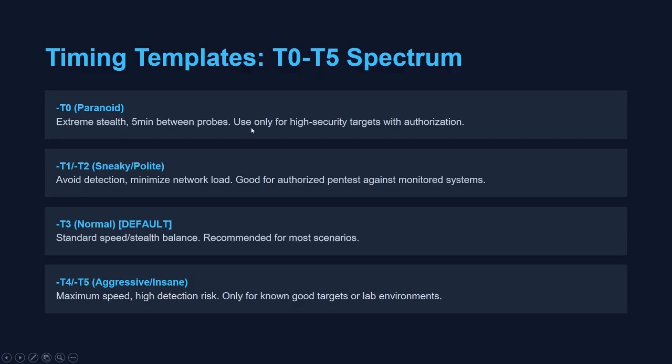T0 is extreme stealth, 5 minutes between probes. Use it only against high security targets with authorization. This is paranoid. The higher the number, the more aggressive the scan and the higher the detection risk. So we start with T0, which is very stealthy. T1 and T2 are sneaky and polite: they avoid detection and minimize network load, good for authorized pen testers against monitored systems. T3 is normal, the default, with a balance of speed and stealth, recommended for most scenarios. T4 and T5 are maximum speed with high detection risk, only for non-monitored targets or lab environments.